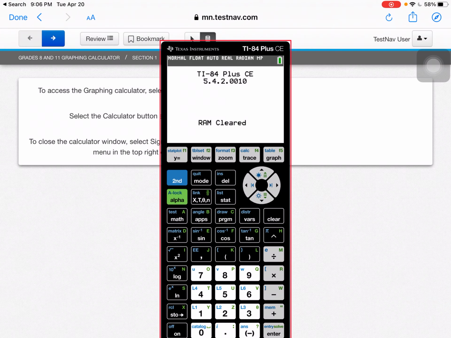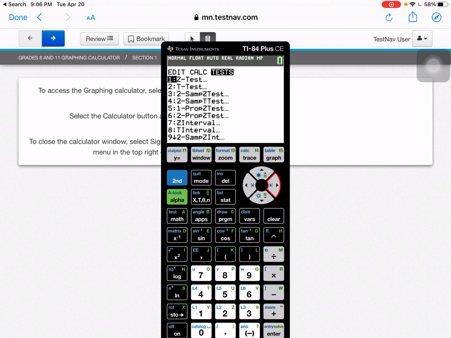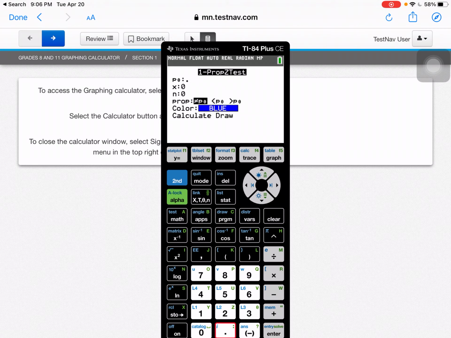All right. So to access 1 prop z test, you hit the stat button, you go over to tests, you go down to 1 prop z test, option number 5 on this calculator, hit enter. Where it says p with a subscript of 0, p null, that's what you put in as the proportion from your null hypothesis. X and n, this is the 82 is x, and the n is 100. This gives me a chance to put in what my alternative hypothesis is. So this was a not equal to on this question of the day. And then I'm going to go down to calculate, hit enter.